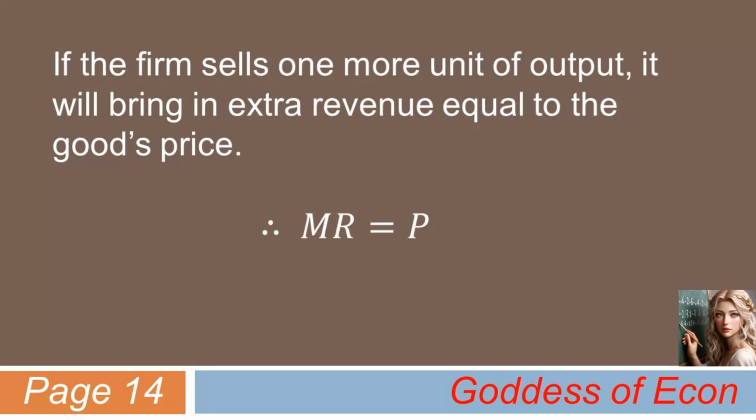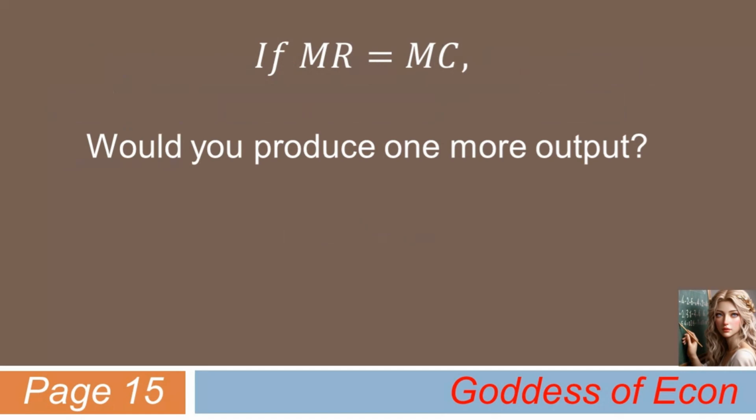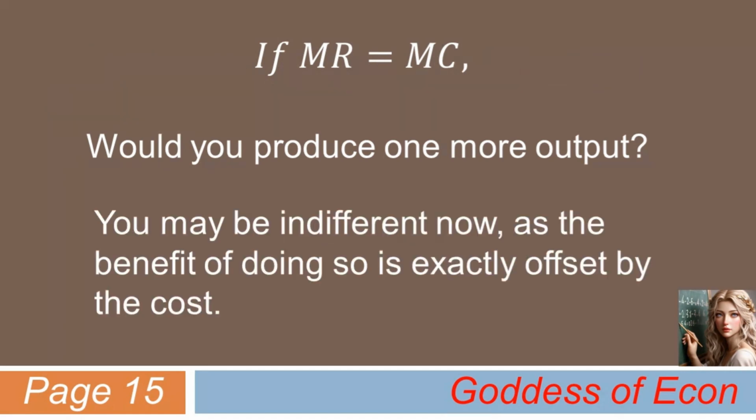And now, suppose the following condition holds. In this case, would you produce additional output? Well, you may be indifferent now, as the benefit of doing so is exactly offset by the cost. But why do we need to care about this equality condition? Well, it's due to the property of increasing marginal cost that we have assumed all along.